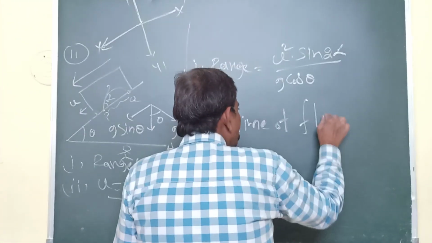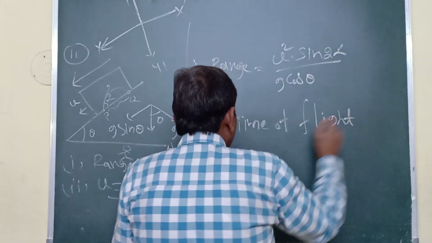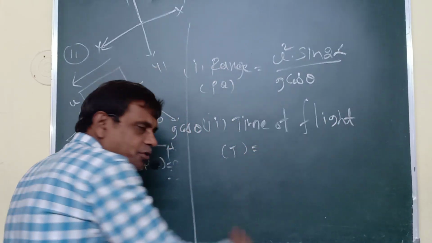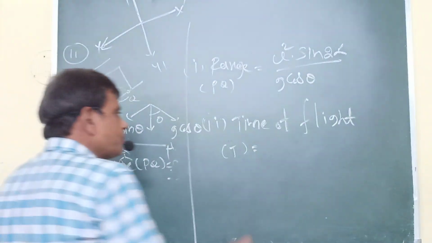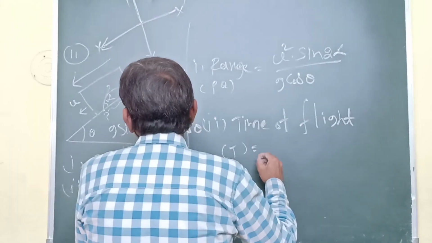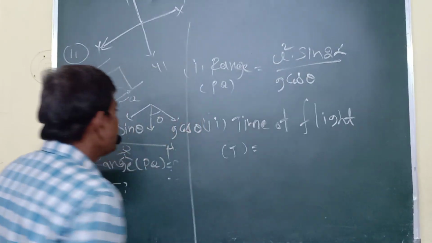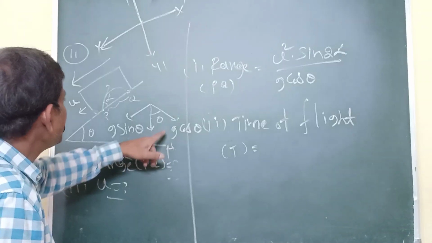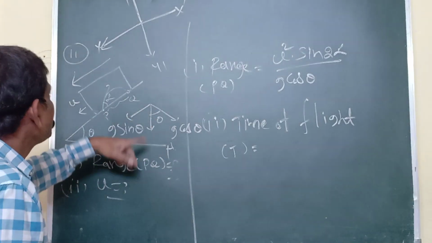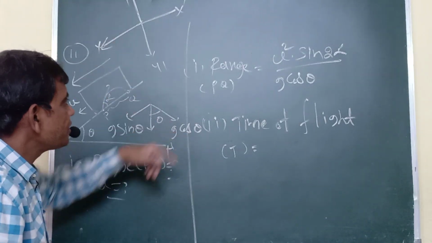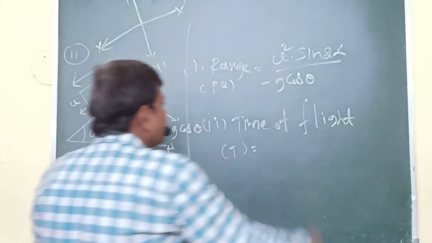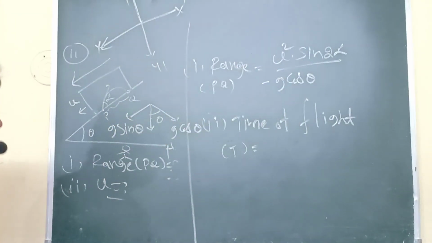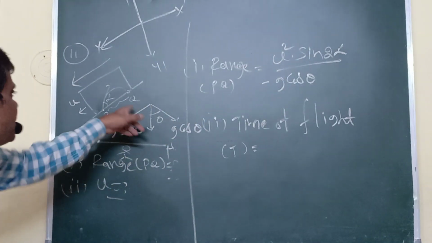So what is the time of flight? What is the formula? 2u sin theta by g. Here what is the g cos theta? G cos theta, you write downward only, no? It is moving like this upward. So it is minus g cos theta. Sign convention. This is g sin theta.